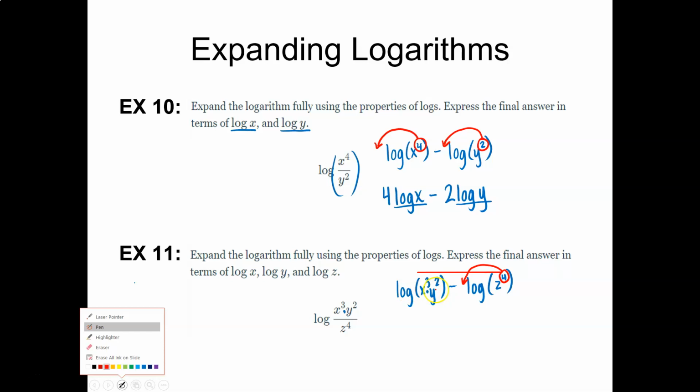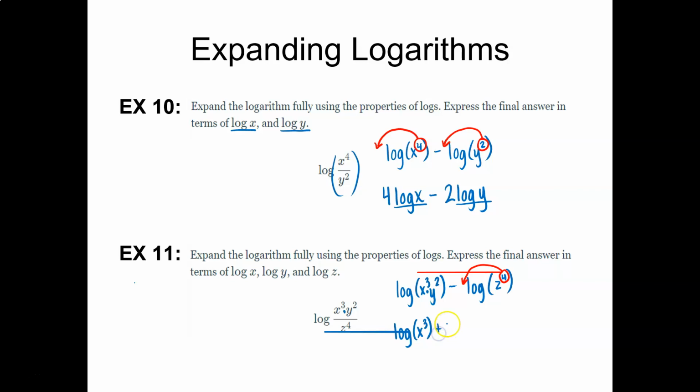What could we do to break these apart? Right, so we're going to have log of x cubed plus log of y squared minus, I'm going to leave that z to the fourth and do it all at once here, but you could go ahead and pull the 4 out if you wanted. So now that you've got it all broken apart, it wouldn't hurt to put some brackets around that right there.